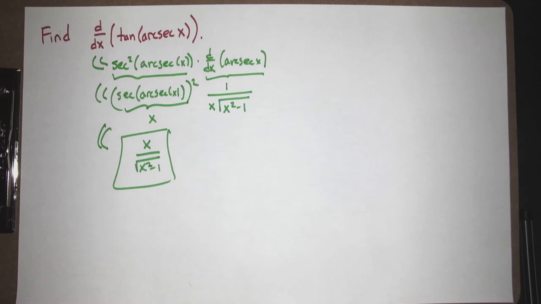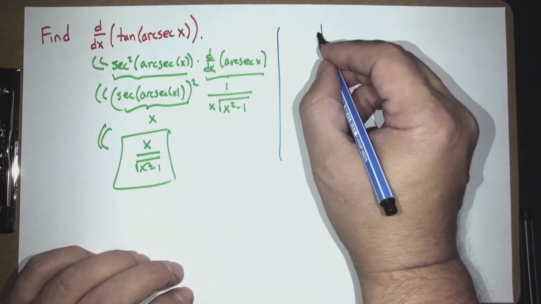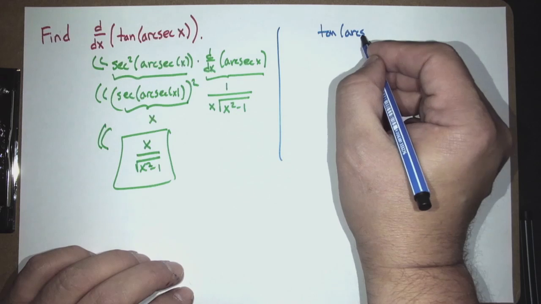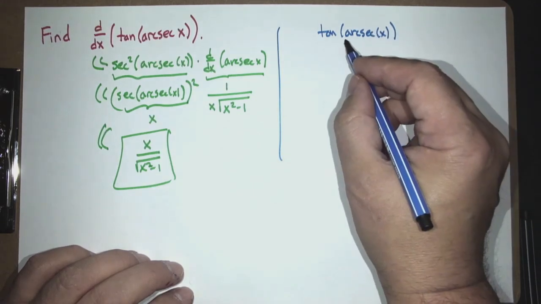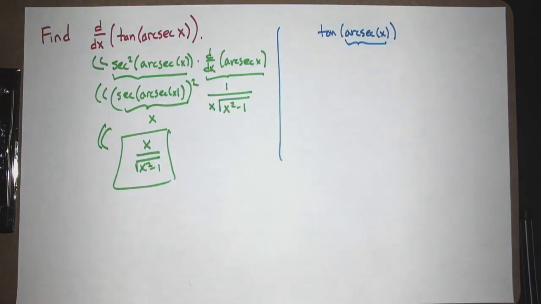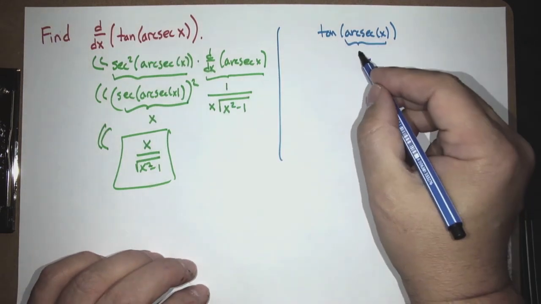Now, that was one way to do it, but let's do it another way. Why not? We have a few minutes, might as well enjoy ourselves. So, when we look at this expression, tangent of arcsecant of x, what kind of thing is arcsecant? What comes out of the arcsecant function? Like what object is it? It's an angle.